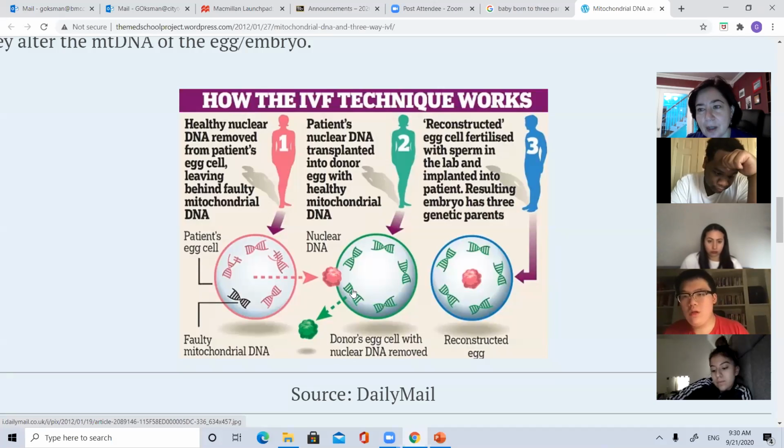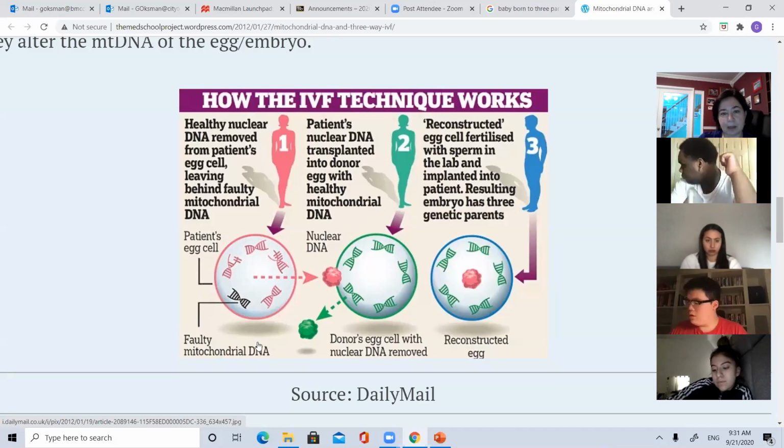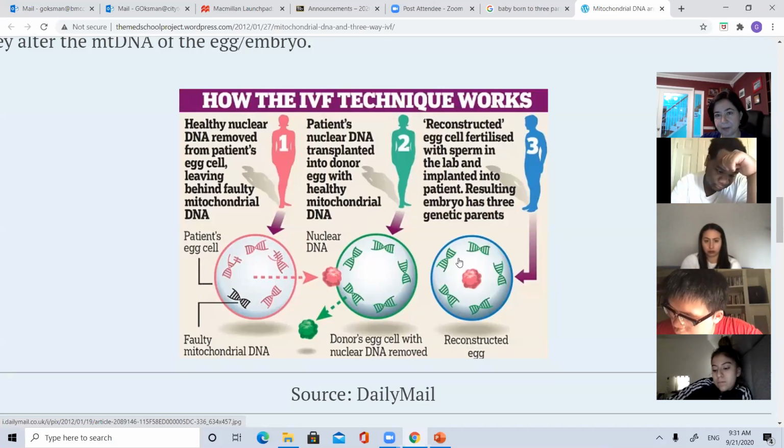So you see this manipulation? You take the healthy egg cell, take out the nucleus, and put the nucleus of a woman who has problems with her mitochondrial DNA. So she basically gets a cell that's called a reconstructed egg. So in this egg cell, there is nDNA from one woman and mDNA from another one. If this is fertilized by sperm, this child is going to have 3 parents: mother who gave nDNA, mother who gave mDNA, and the father.